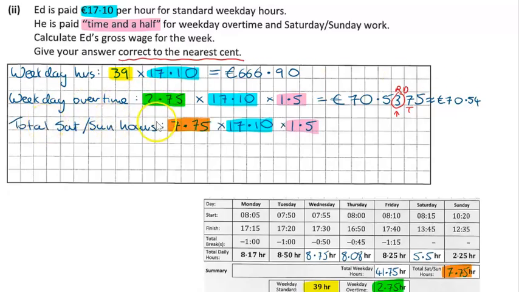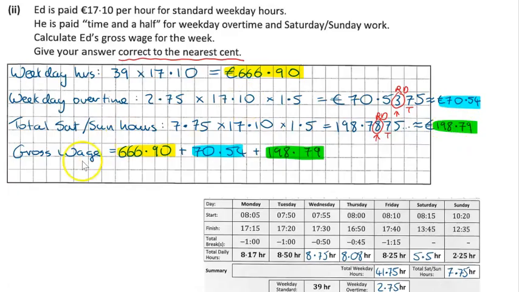The total Saturday and Sunday hours is 7.75, so that's from down here, multiplied by the 17.10 from the question, multiplied by 1.5, which represents time and a half. So we get 198.7875, which we round off to €198.79.